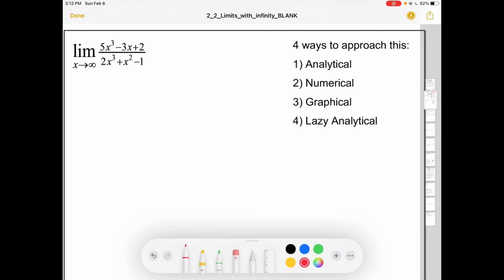The next question we likely have is, okay, well, how do we do it analytically? I've got a limit here involving infinity that we could approach four ways we'll take a look at. If I just sub in, though, let's think about that. First of all, you can't really sub in infinity. You get 5 times infinity cubed minus 3 infinities plus 2 all over 2 infinity cubed plus infinity squared minus 1. What is that? Well, that's essentially infinity over infinity.